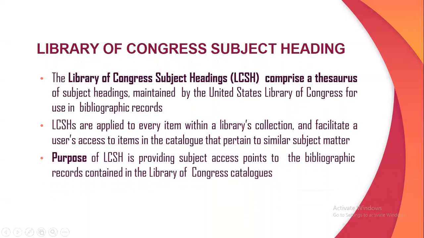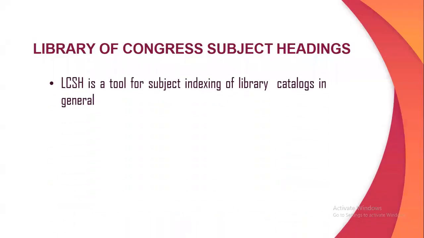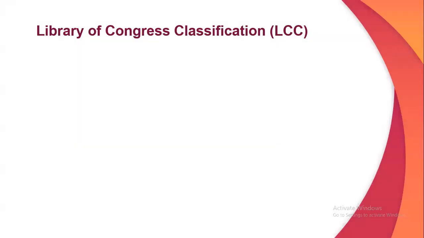The purpose of the Library of Congress subject headings is providing subject access points to the bibliographic records contained by the Library of Congress catalogs. Library of Congress subject headings is also a tool for subject indexing of library catalogs in general. It has also been used as a tool in a number of online bibliographic databases outside of the Library of Congress.